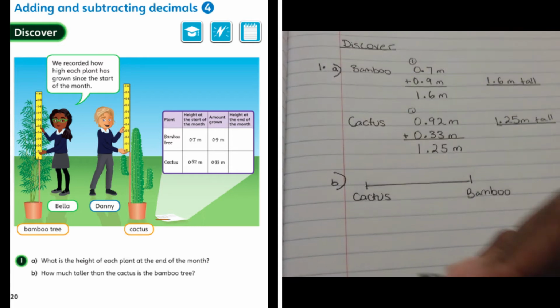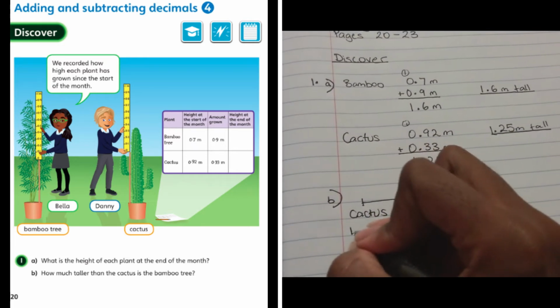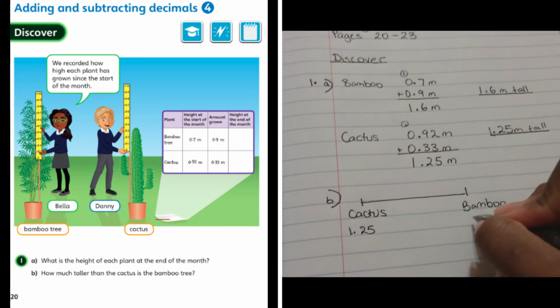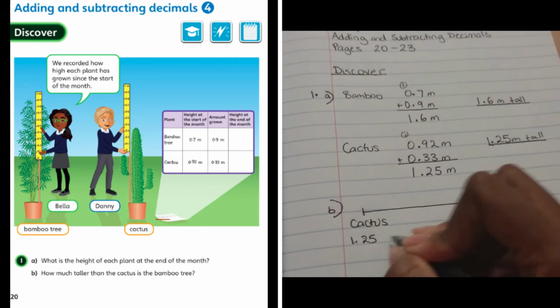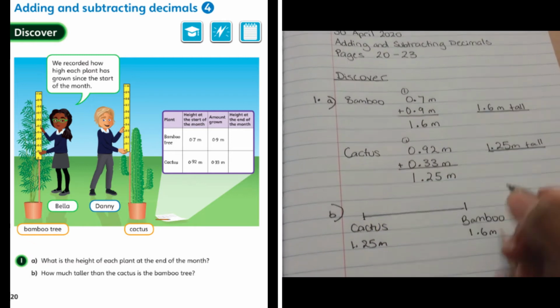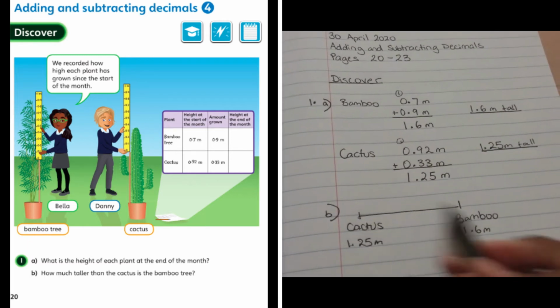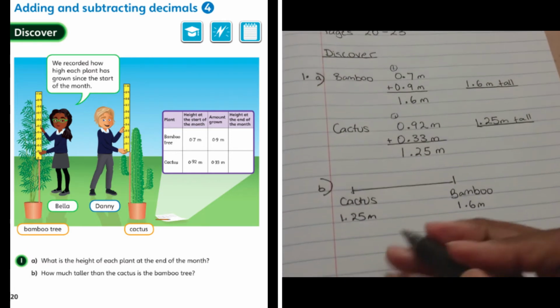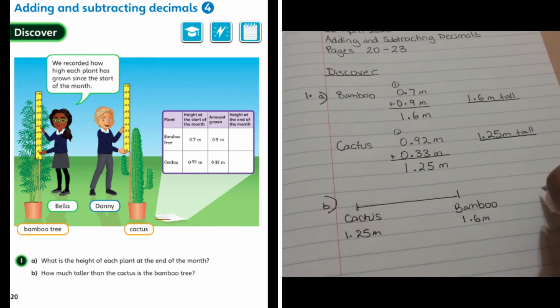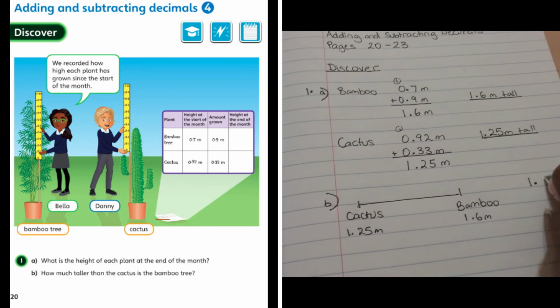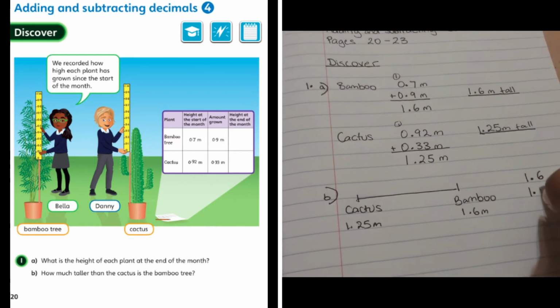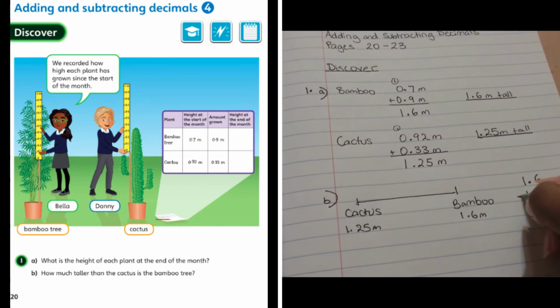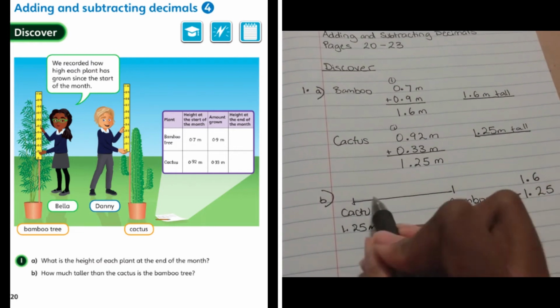So it's asking me what's the difference between 1.25 meters and 1.6 meters. Well, to find that difference, I could jump to find how far these two numbers are apart, or I could also subtract. So what I'm going to do is use subtraction. I love my column method. So I'm going to put my bigger number on top, 1.6, and I'm going to take away 1.25. That way I find what's the difference between those two numbers.